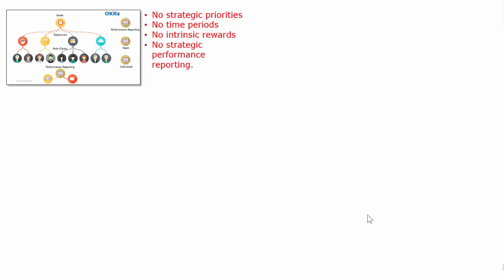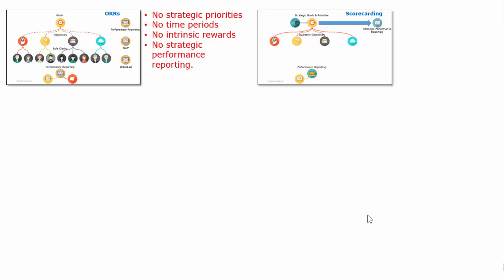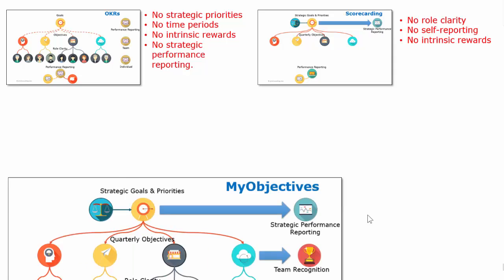To phrase this another way, let's take a look at OKRs. In summary, there's no strategic priorities. There are no time periods. There are no intrinsic rewards. And there's no strategic performance reporting. It's basically a laundry list of goals and objectives that you can indicate the progress you're making against them. It's a to-do list. In traditional scorecarding, it has the strategic priorities and so forth, but it doesn't allow that role clarity work. It doesn't allow self-reporting. It doesn't support the intrinsic rewards that allow us to cascade past the department down to the teams and individuals.